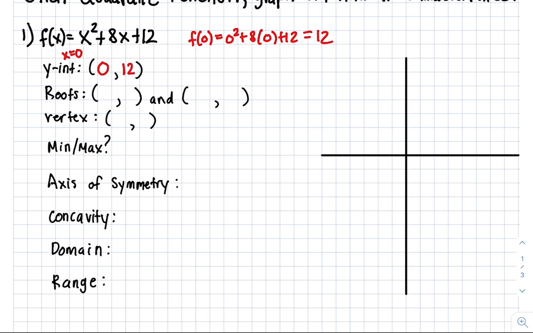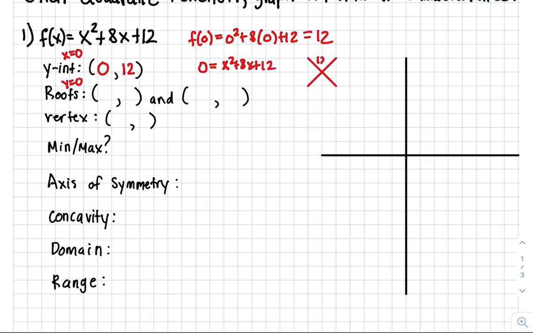Actually, I'll solve and then I'll start plotting. Okay, your roots. Another way of saying roots is zeros or x-intercepts. To find your roots, y is equal to 0. So I'm going to set f of x equal to 0: x squared plus 8x plus 12.